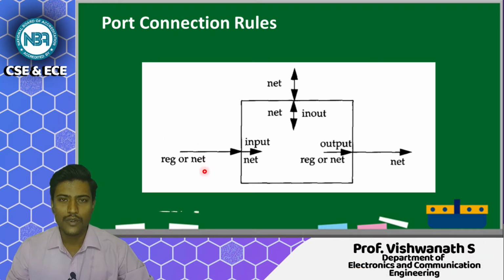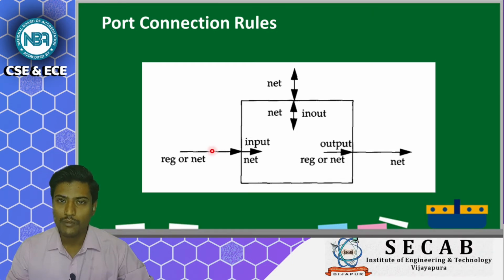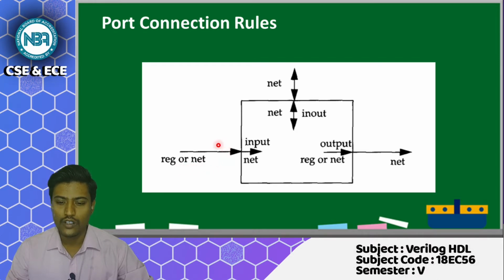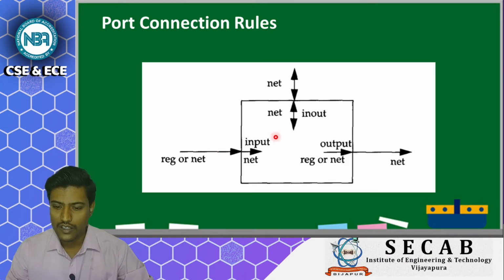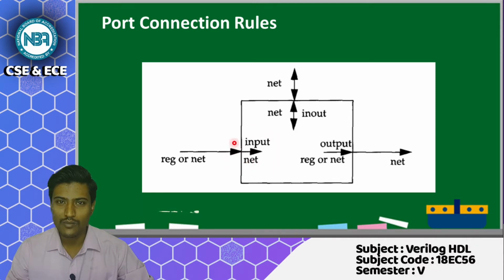That means the value might be coming from registers, or from any combinational circuit. As we know, for combinational circuits we will be using nets. The output might be from anything, but once it enters the module, the inputs should always be declared as nets.